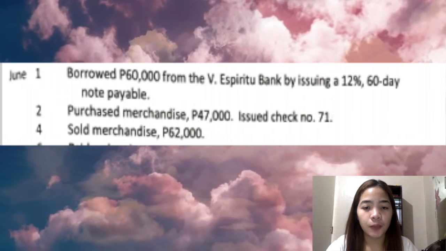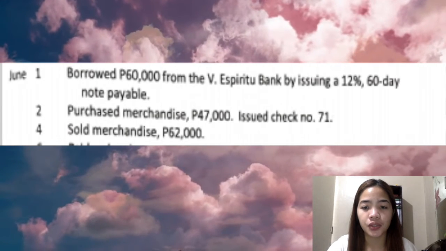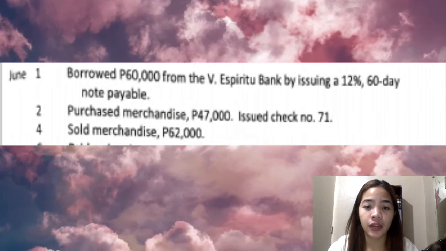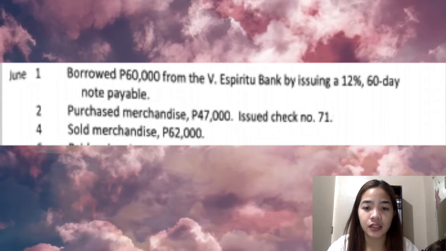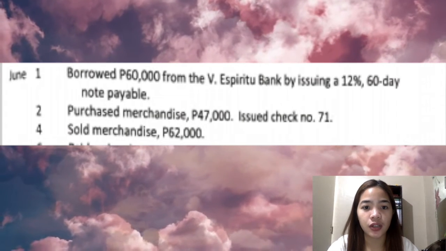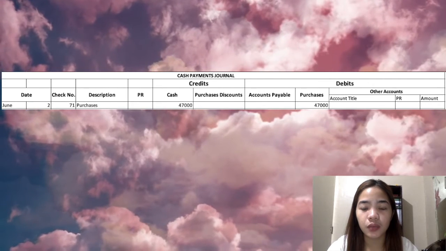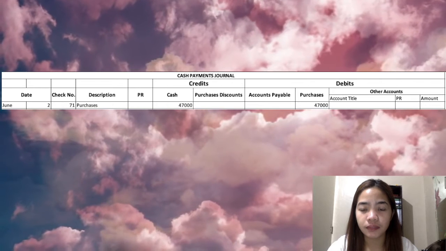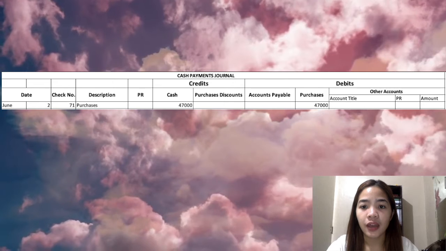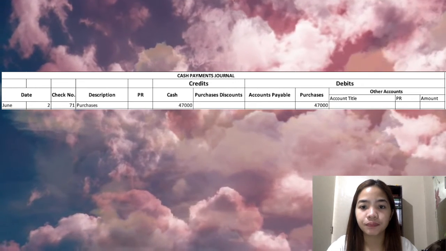June 2. Purchased merchandise, 47,000. Issued check number 71. Bumili tayo ng merchandise on June 2 and binayaran natin since nag-issue naman ng check. Kaya ilalagay natin siya sa cash payments journal. We have here on date, June 2, check number 71, description, purchases. We have a credit of cash since naglabas ng pera. And we have a debit of purchases, 47,000.